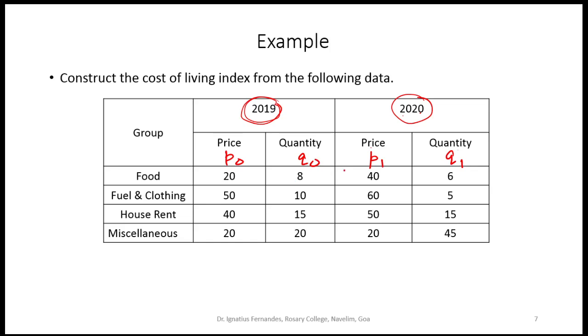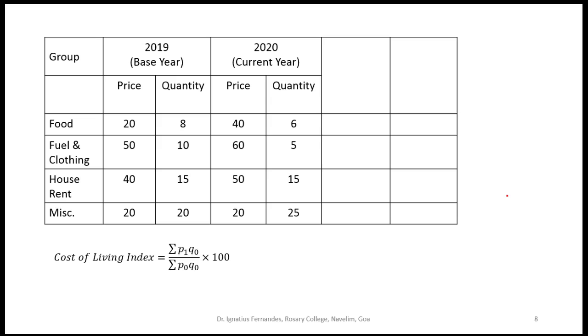So I have the prices and the quantities, and the cost of living index in this case will be calculated based on the Laspeyres price index number. Now in calculating the Laspeyres price index number, what we need is summation P1 Q0. So accordingly I'll have to make a column for P1 Q0, and I need P0 Q0, so a column for P0 Q0. I have P0 here, Q0 here, P1 here, Q1. So I find out P1 Q0: you have to multiply P1 with Q0.